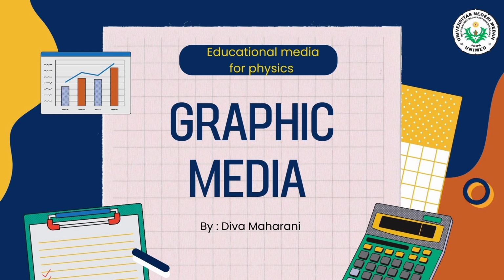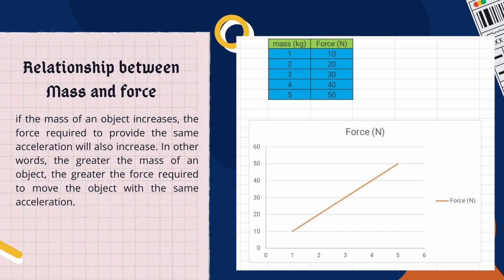Here I will discuss the graphic media of relationship in physical phenomena. The first material is about the relationship between mass and force. If the mass of an object increases, the force required to provide the same acceleration will also increase. In other words, the greater the mass of an object, the greater the force required to move the object with the same acceleration. So, in the table, we will have two columns.